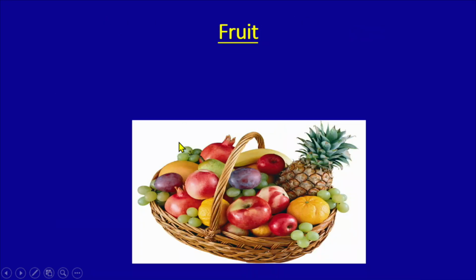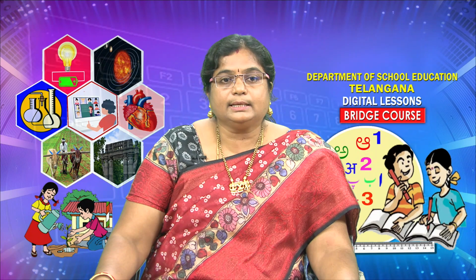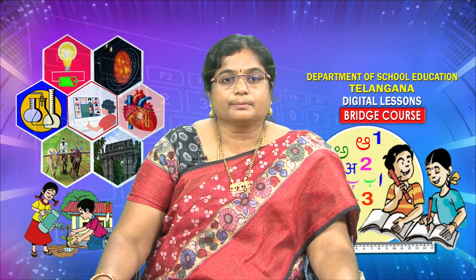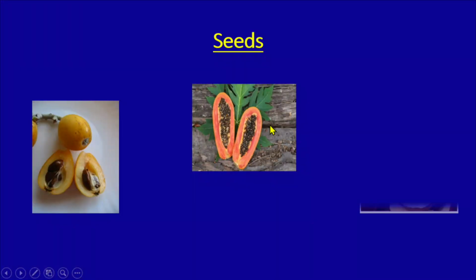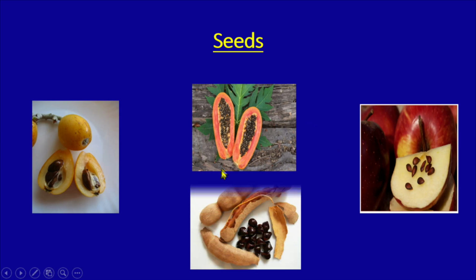What is a fruit? Fruit is a fleshy part of the plant which contains seeds. You can see different fruits over here, pineapple, apple, grapes. So, these are the different fruits that contain seeds. These seeds only germinate into a new plant. You can see the seeds in the different fruits. Yes, here papaya fruit having seeds, apple and also tamarind, it is also having seeds. So, these seeds germinate into new plants.